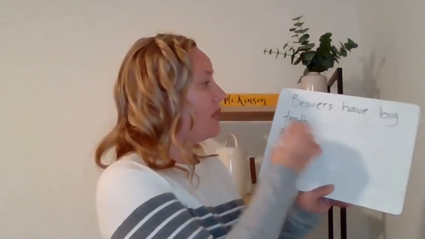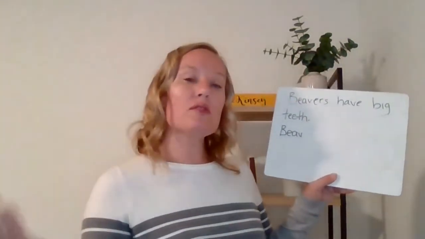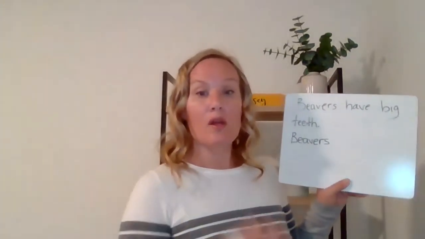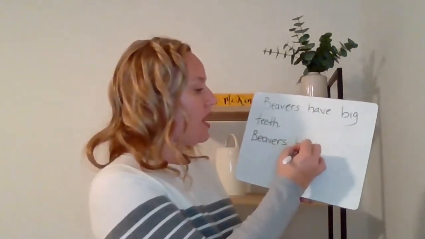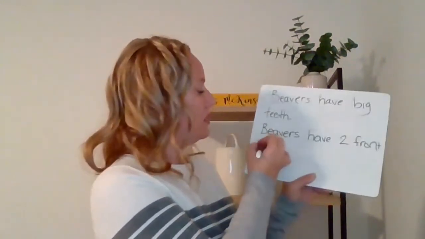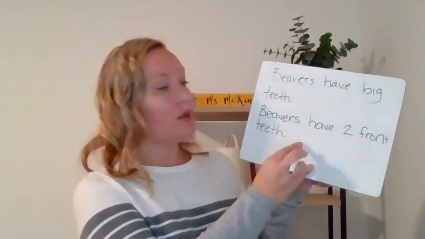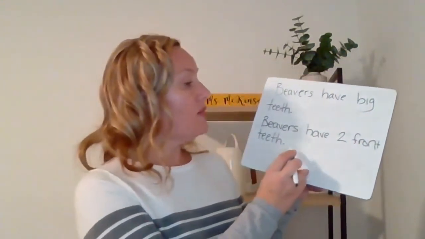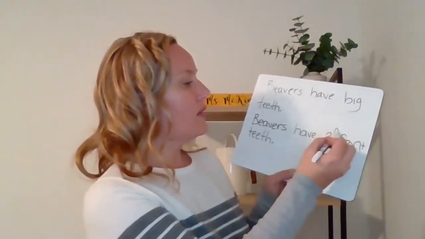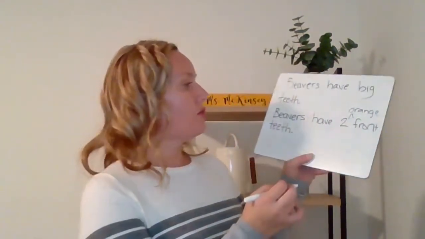So they could say, I would say, what kind of teeth do they have? Or how many teeth do they have? And they say, oh, beavers have two teeth. Because at this point, they've read a lot about beavers, so they know a lot of different facts. So beavers have two front teeth. And then I might ask them to tell me a little bit more about their teeth. So beavers have two, and in their reading, they learned that they are orange. So beavers have two orange front teeth.